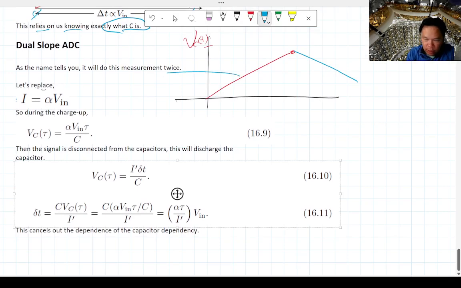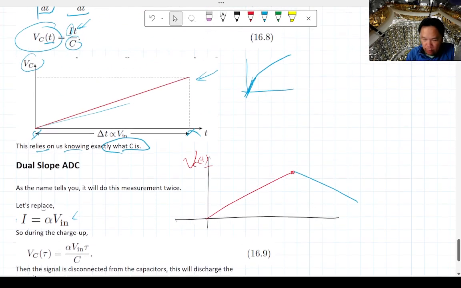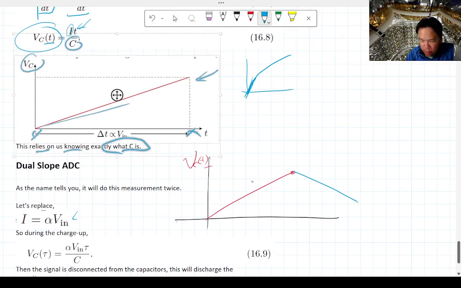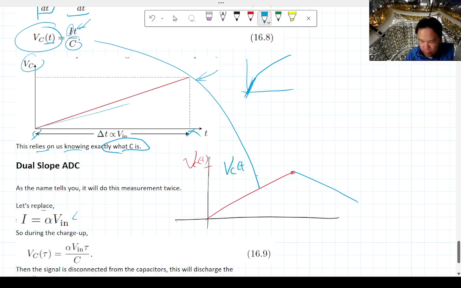So the first side is still the same. The first charging, you're still doing the same thing as what we did before, where VC as a function of time is still the current divided by the capacitance times this time, whatever that is, and that'll allow you to calculate the voltage at the input. In fact, what you do is you measure up to this time called tau.